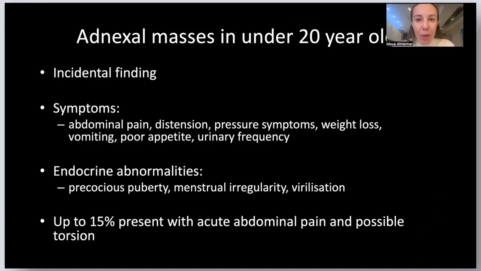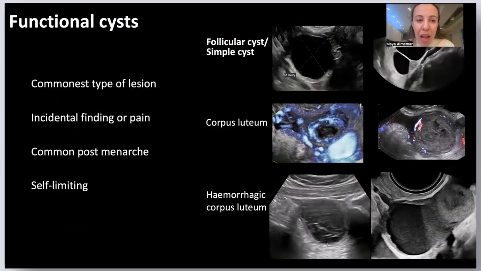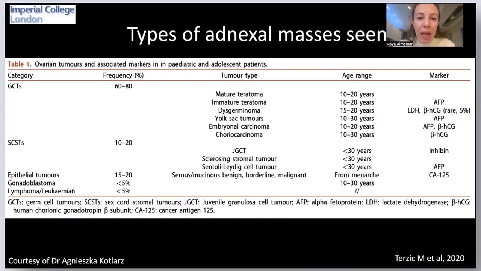with abdominal pain and possible torsion. The commonest type of lesion you'll see in the adnexa, particularly post-menarche, is a functional lesion, often as an incidental finding or as a result of a scan due to pain or acute pain. And these are often self-limiting and resolve on their own.